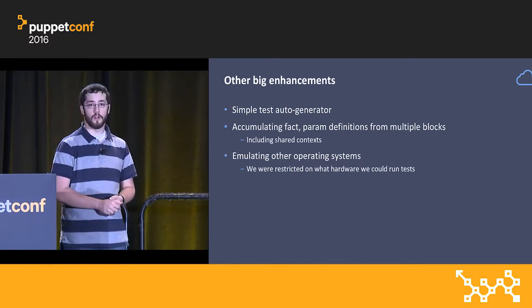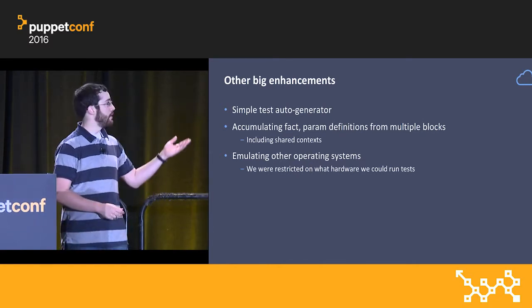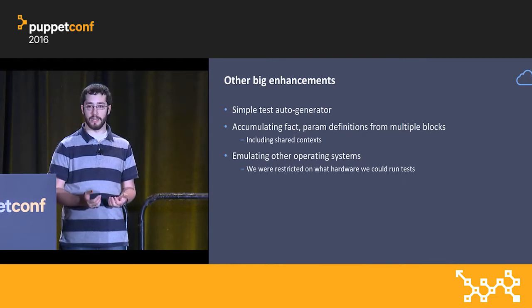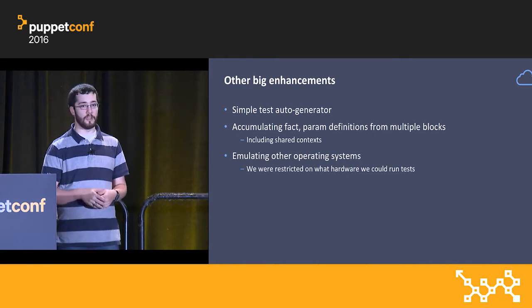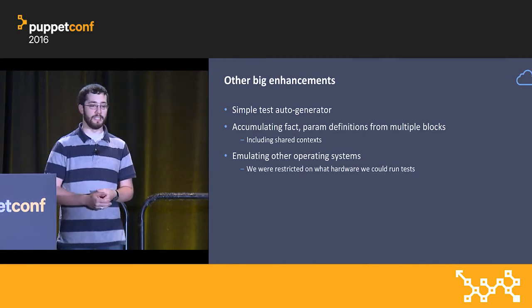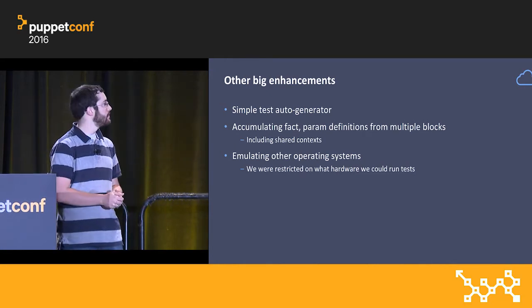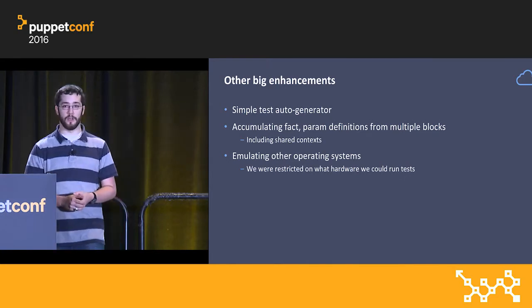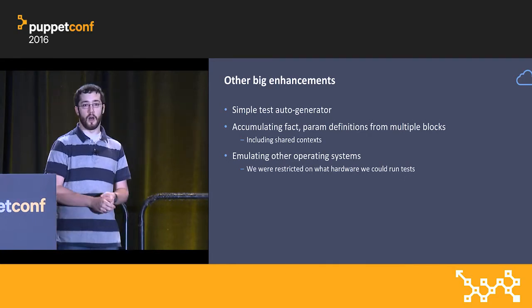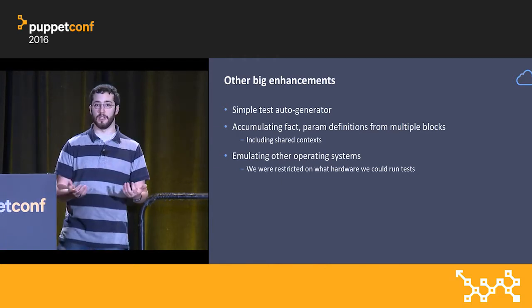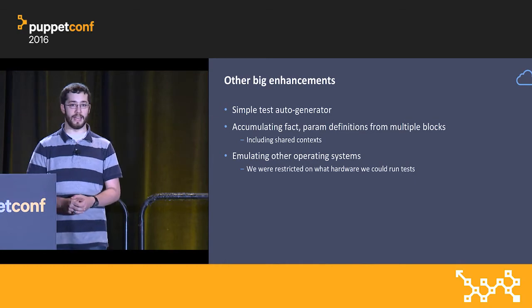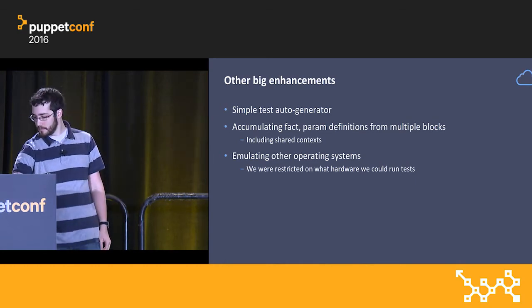You can find more of this in the repository, but we did some work around auto-generating simple "it should compile" tests. That way we can get some quick test coverage for our repository. We also had to work around some warts in the RSpec library and make it easier to define facts and parameters. And finally, since our test environment was Linux only, but we do run some Windows deployments at Box, we also needed a way to emulate the Windows environment so that we could write tests for Windows manifests.